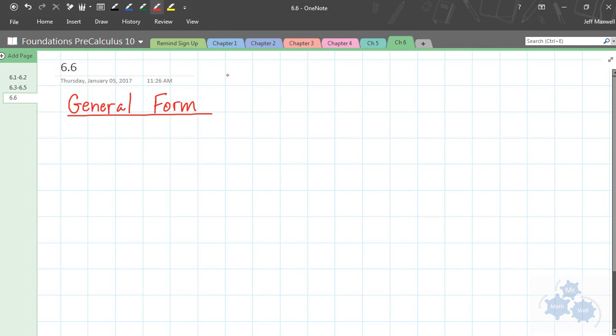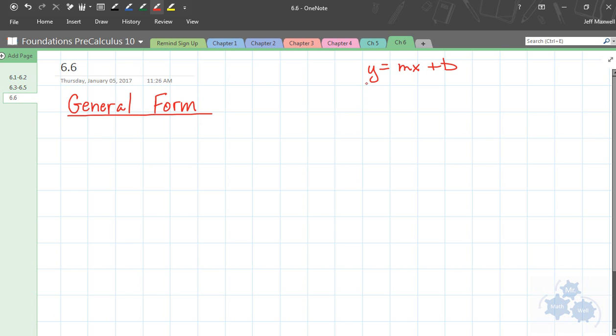All right, so in the lesson today, 6.6, we're talking about general form of an equation for a linear relation. What are the forms of a line that we've talked about up to this point? Slope, y-intercept, okay, slope y-intercept form. Just out of curiosity, do you remember what that is? Slope y-intercept, y equals mx plus b. Good. That is slope y-intercept form, or just slope-intercept form. What's another form that we've talked about?